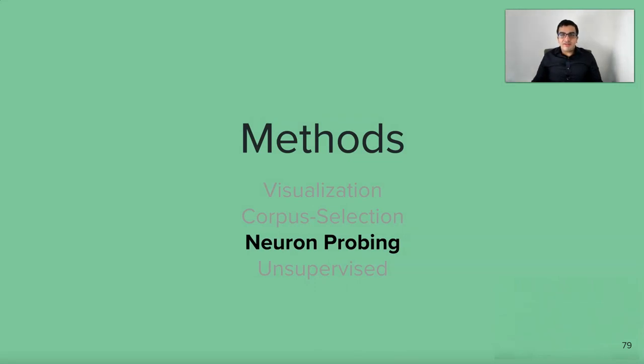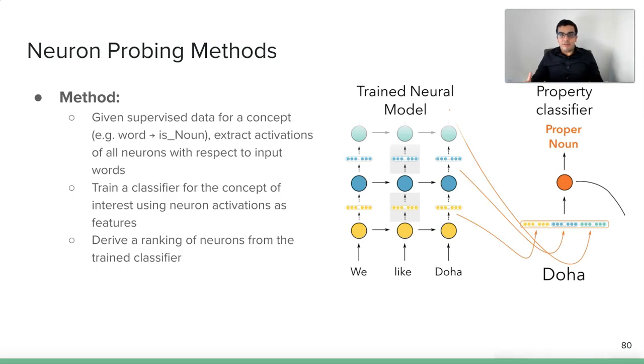The methods that we have seen so far have largely looked at neurons from a data perspective, relying on sentences from a corpora or automatically generating them. Let us now look at a class of methods that are more modeling based, specifically neuron probing and unsupervised methods. Let's start with neuron probing.